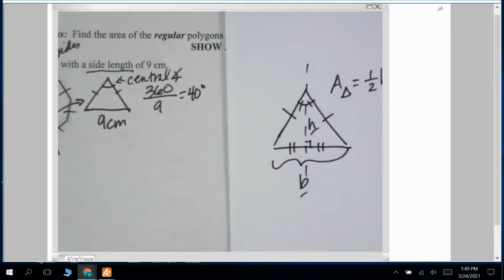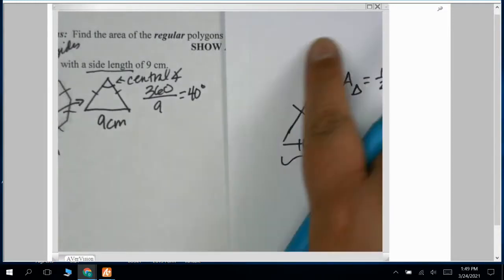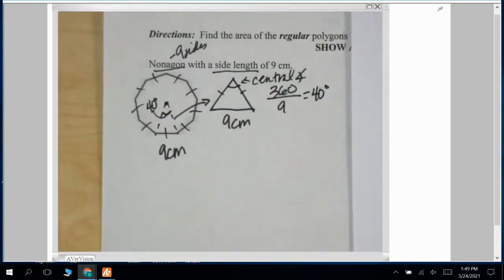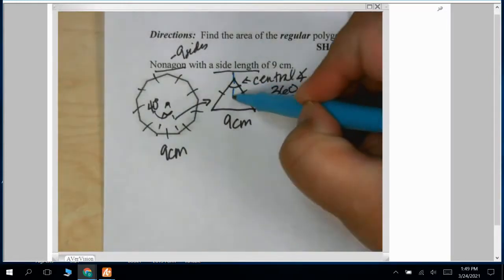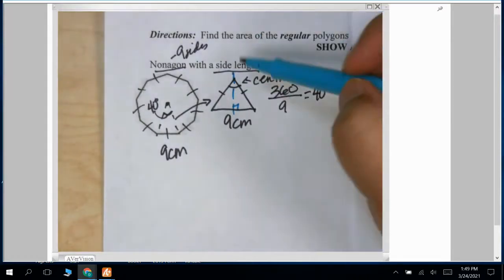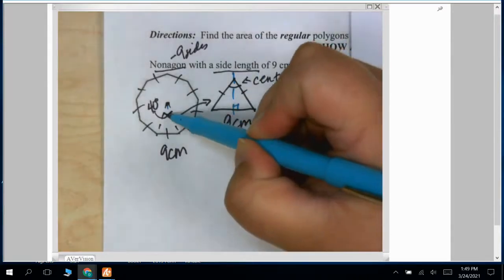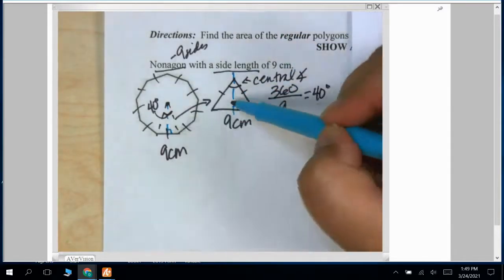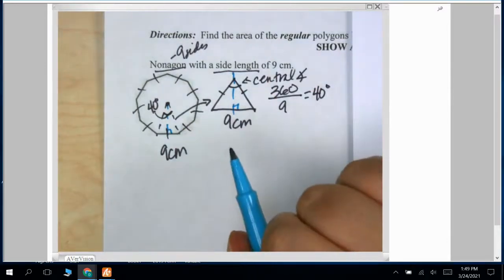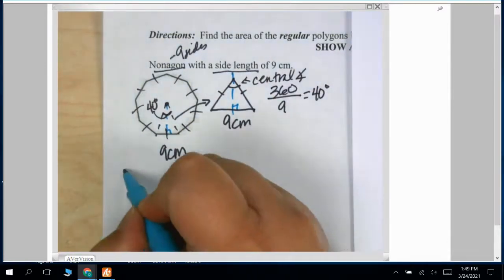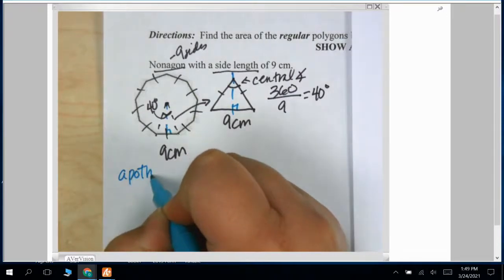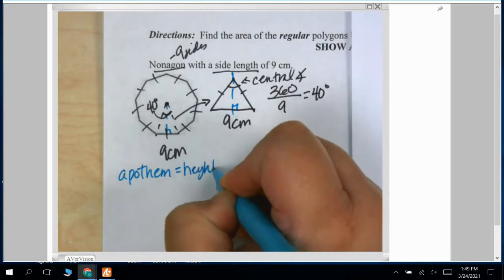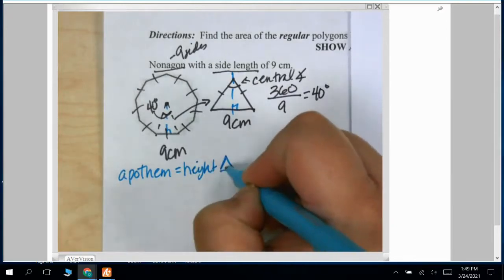Coming back to my isosceles triangle here, I'm going to have to cut it in half so I can figure out what this height is. So I'm going to cut it in half. And when I do that and apply it over here, what I notice is that, because it's perpendicular, what is my height is also my apothem, which is kind of interesting. So my apothem is the same as the height of my isosceles triangle.